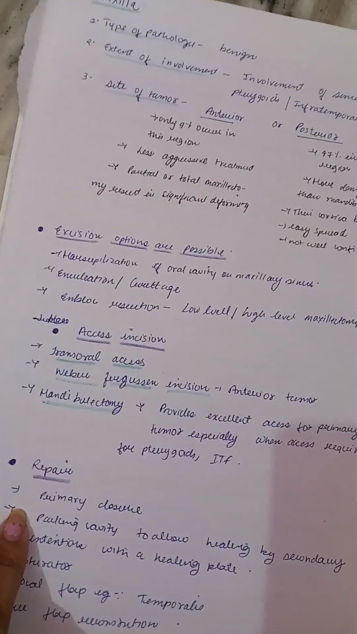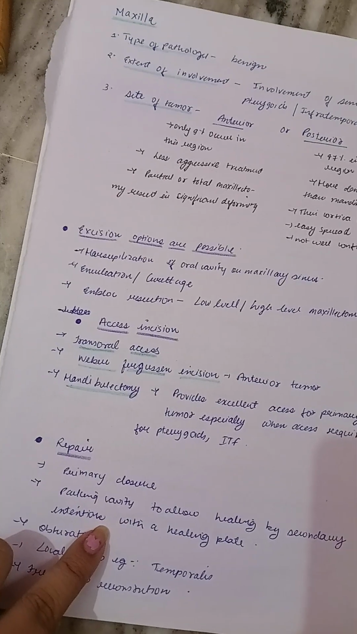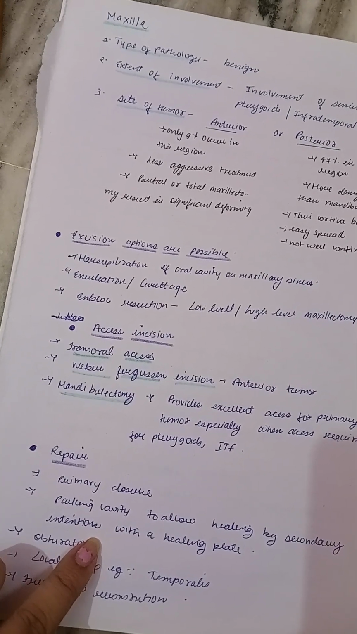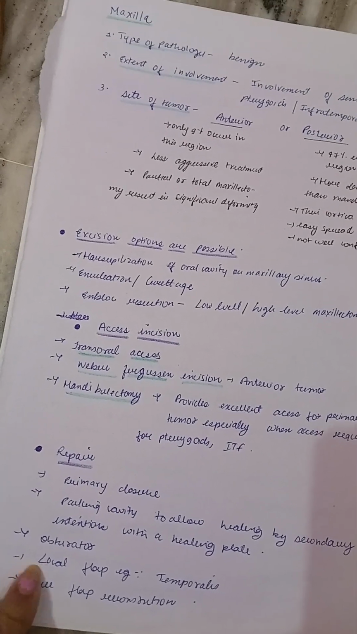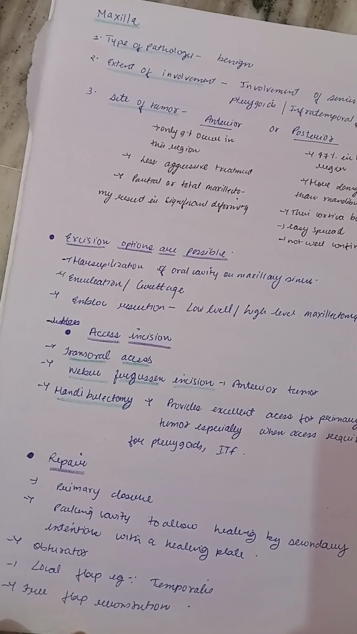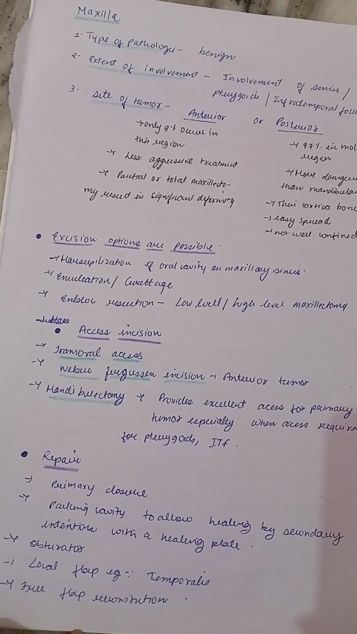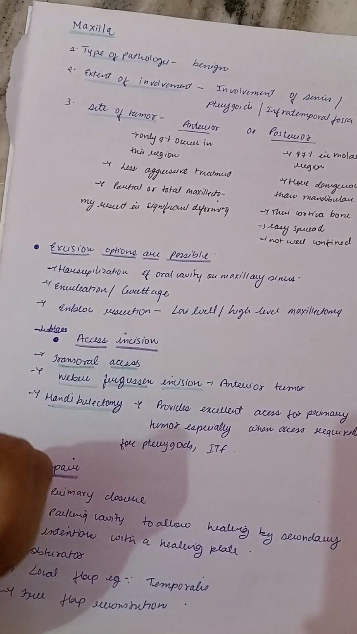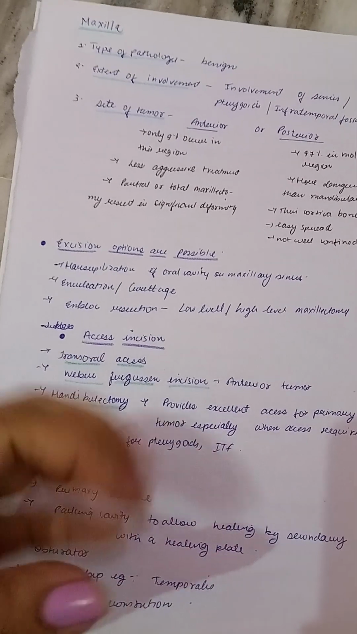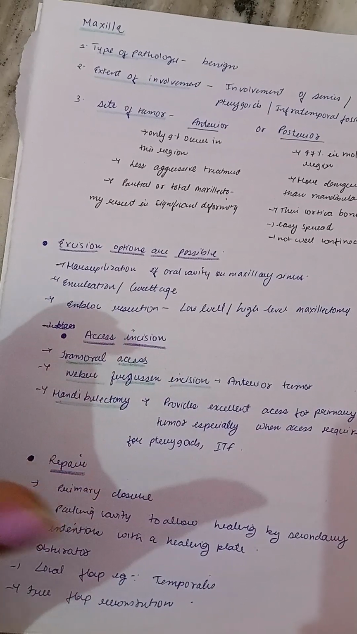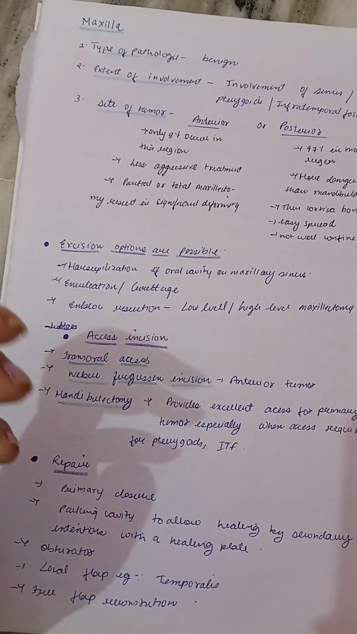What are the modes of repair in the maxilla? Same: primary closure or packing the cavity to allow healing by secondary intention with a healing plate. An obturator is given. Local flap, for example temporalis, or free flap reconstruction. Okay, this is the brief. We have dealt with the brief in the mandible: the management, type of pathology, extent of involvement, site of tumor, and same access, incision, repair options, and the same goes for the maxilla.